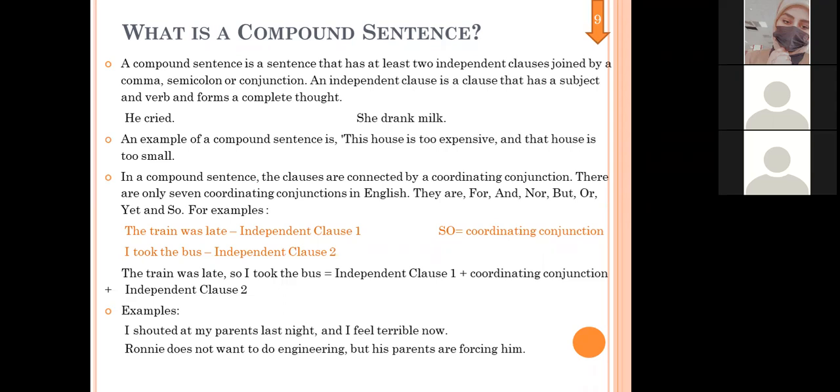The second example, Ronnie does not want to do engineering, but his parents are forcing him. In this, Ronnie does not want to do engineering, as well as Ronnie's parents are forcing him to do engineering, are two independent clauses which are combined with the help of the coordinating conjunction, but.